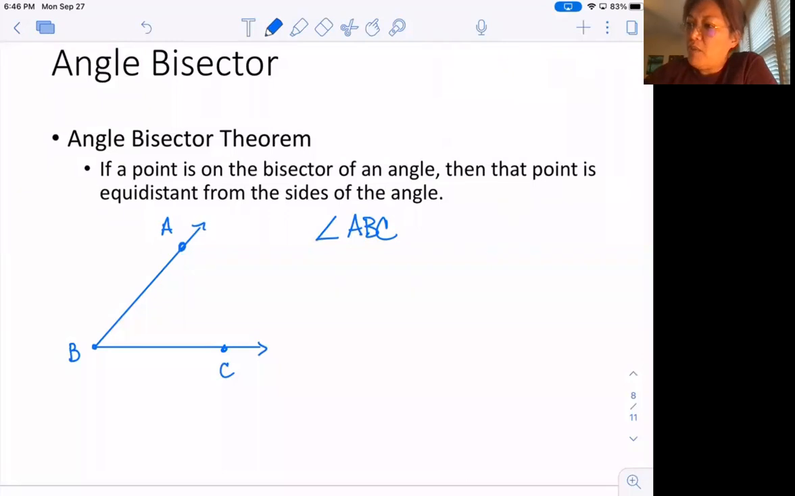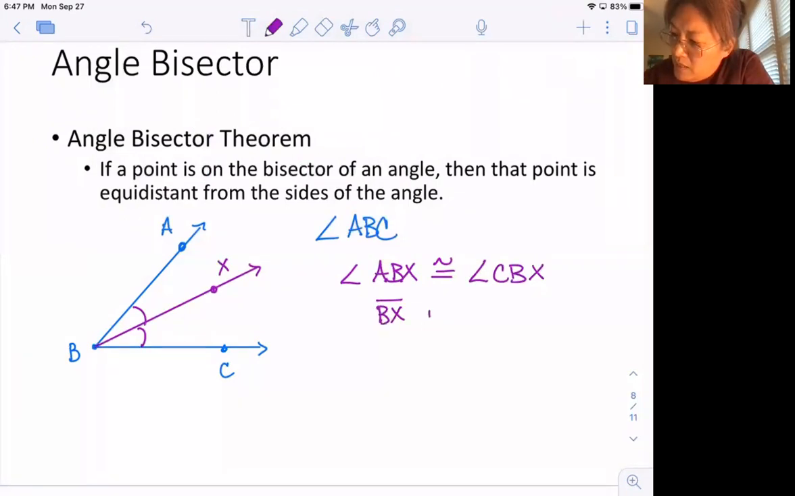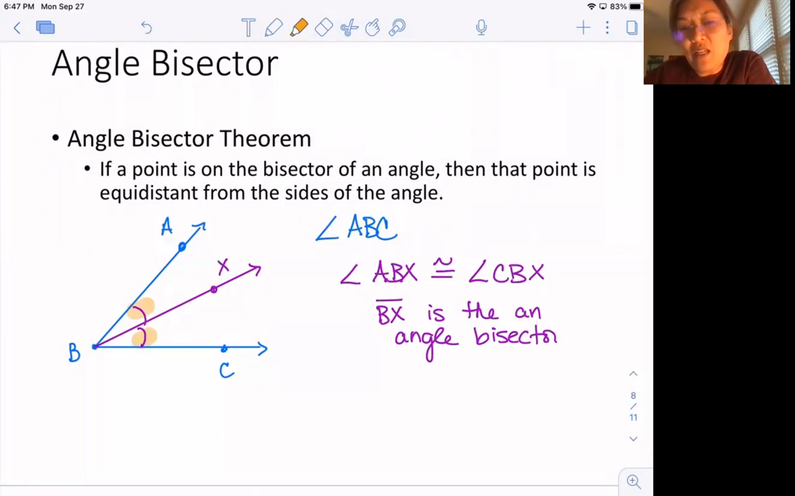So there's my angle. Okay. So I'm going to draw a bisector. So a bisector is going to cut ABC in half. So that means that is congruent to that. So that means angle ABX is congruent to angle CBX. That's how I know BX is an angle bisector. This symbol here indicates that those two angles are congruent to each other.